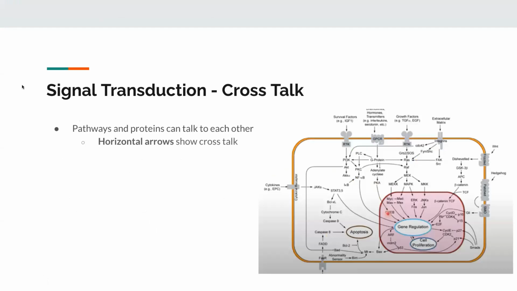Okay, and now crosstalk. For crosstalk, we'll go into it a little more in detail, but it's basically just that the pathways and the proteins can talk to each other. If you look at this diagram here, wherever you're seeing horizontal arrows is basically crosstalk. So the product of one pathway can then activate or inhibit another pathway. It can cause just basically any change to occur in a different pathway. That's how different pathways can regulate each other in the cell, and they work together to get the desired outcome, if that makes sense.